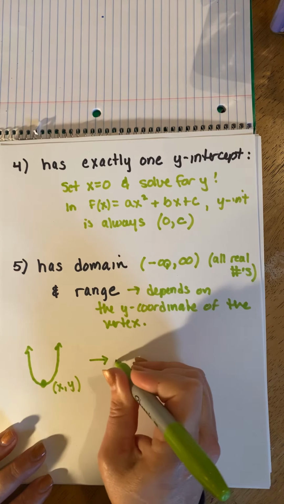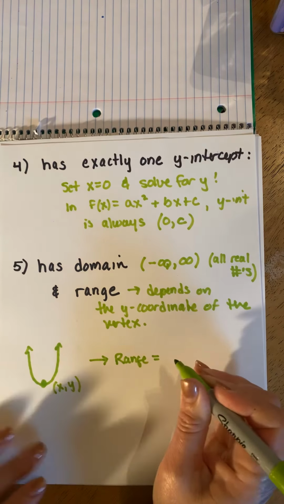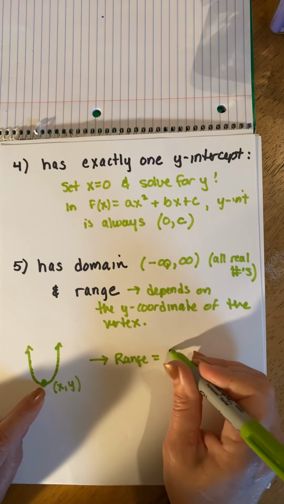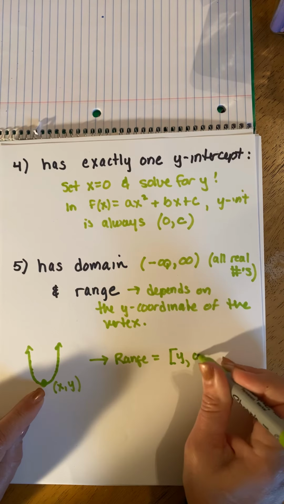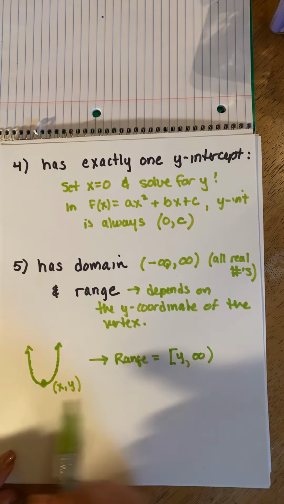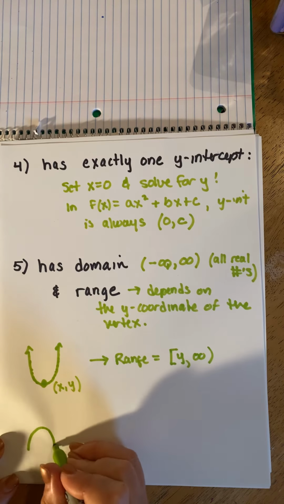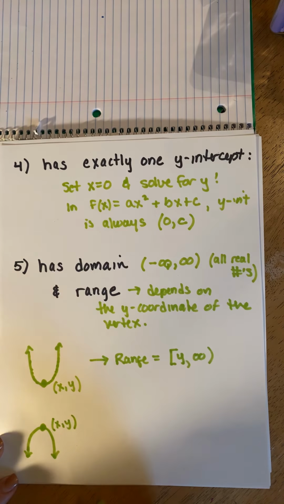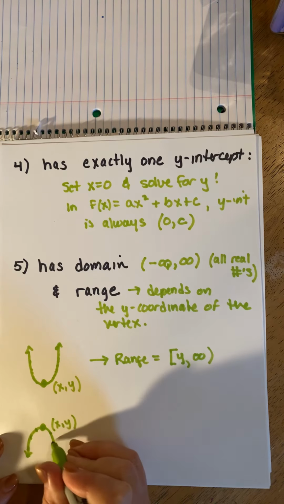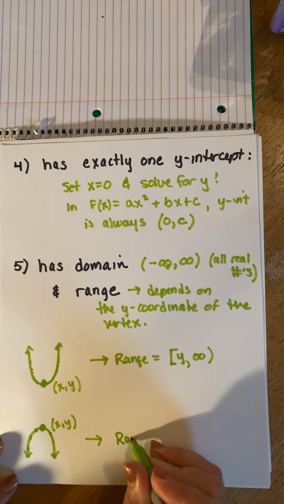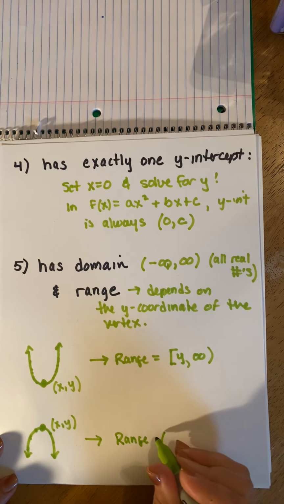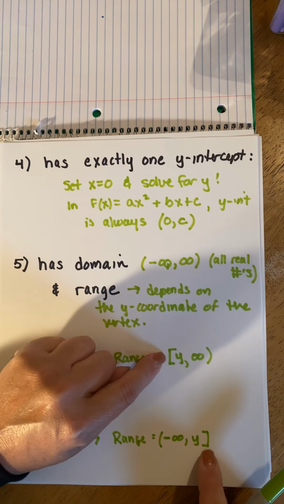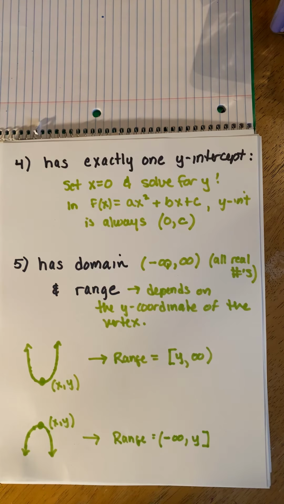Then the range would be, well, all my y values on the quadratic function fall above this y value. So the smallest y value would be y, whatever that value is, and all the other y values would go up to infinity. If it was an upside down quadratic function, and the coordinates of the vertex were x, y, every y value here falls below this one. So the range would be everything below y, represented with negative infinity to y. Now this notation is important. It includes the y value, but does not include infinity or negative infinity.